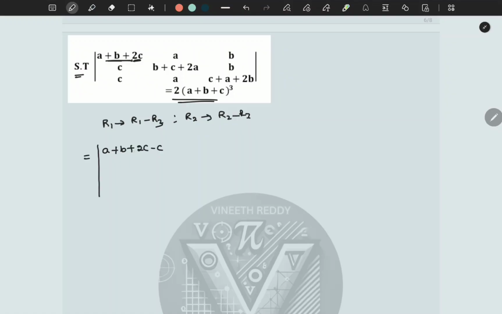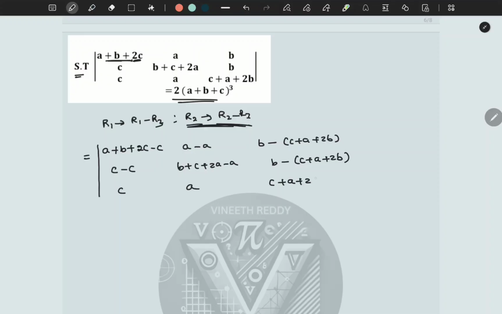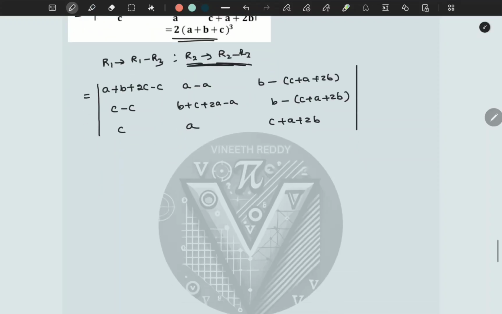So a plus b plus 2c minus c, and here it should be a minus a, and here it should be b minus of c plus a plus 2b, since we are subtracting row 3. And row 2 also we are subtracting row 3 from row 2. So c minus c, and again b plus c plus 2a minus a, and then b minus c plus a plus 2b, and here c plus a plus 2b. I hope you understood this, right?